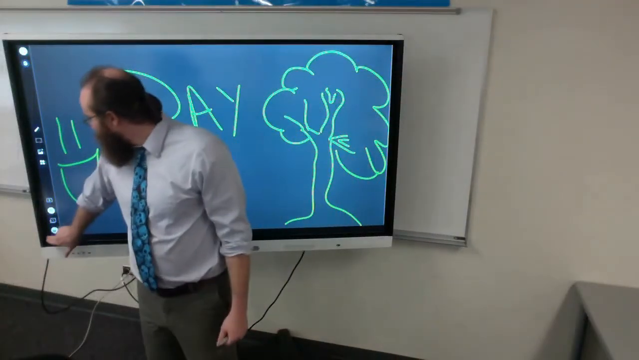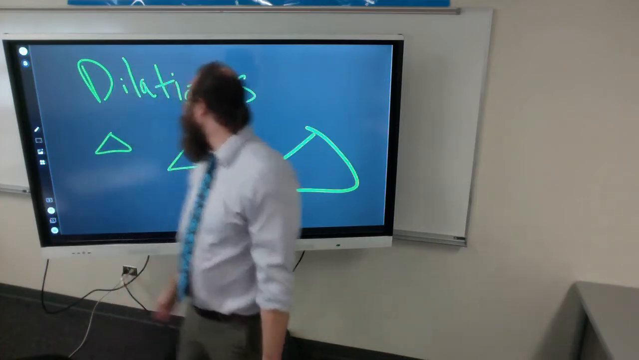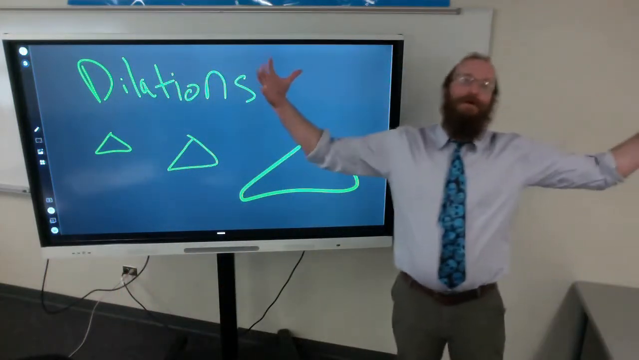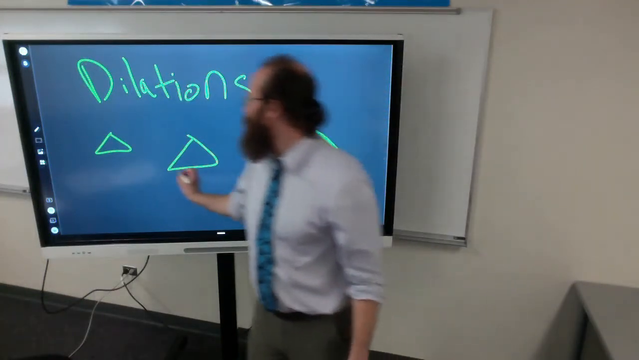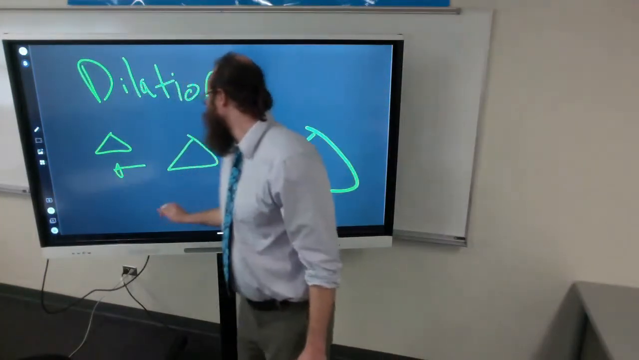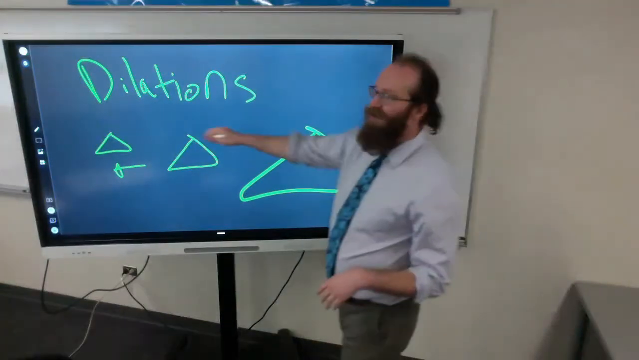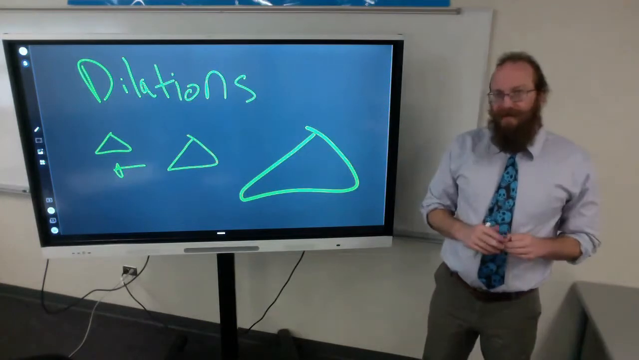What we are talking about today is what we've been talking about so far in Unit 2, which is dilations, right? And dilations are making something bigger or smaller. You can do it either direction. So a dilation going this direction would be smaller, dilation going the other direction would be bigger. All I did was I took the same triangle and I expanded it or contracted it.